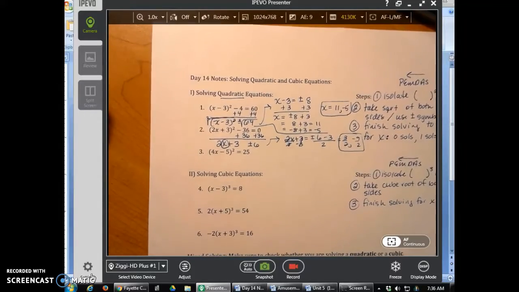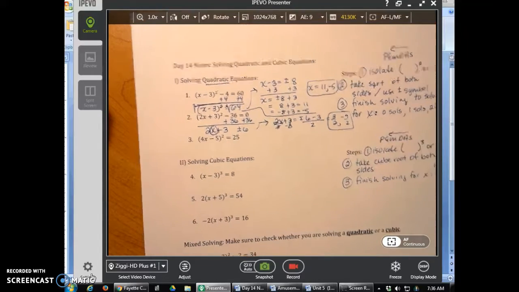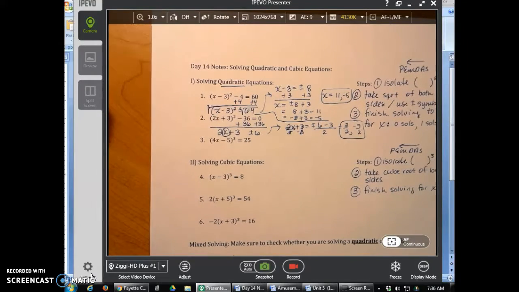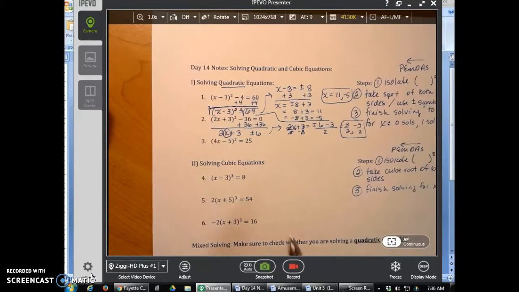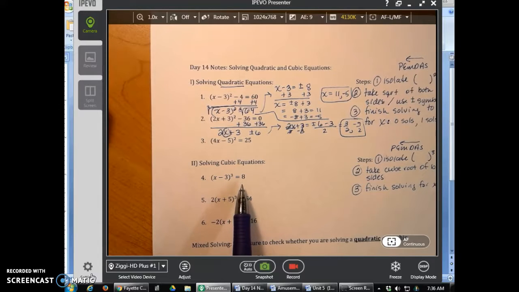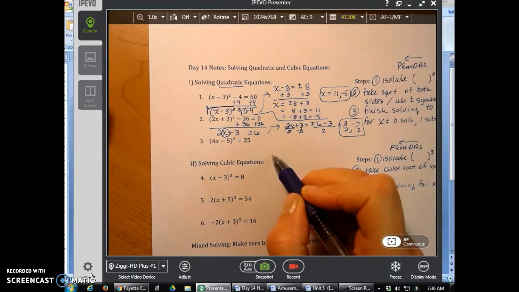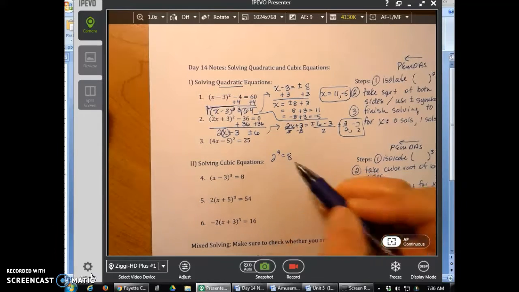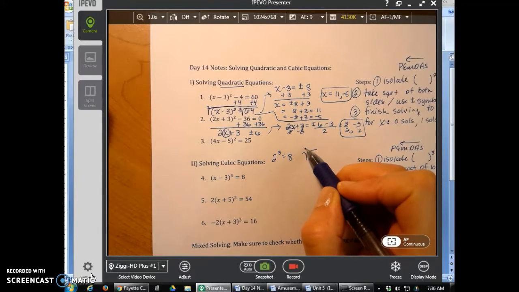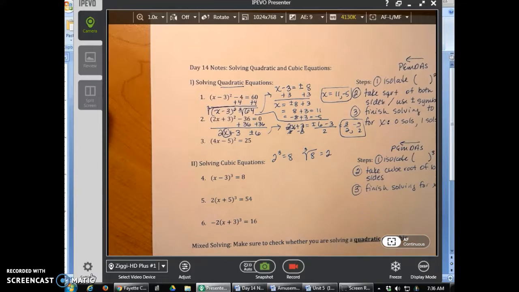Now, the cube root is a little bit different than the square root, because with the square root you're looking for a number times itself that gives you, say, 16, for example. You know 4 times 4 gives you 16. When you're looking for a cube root, you're looking for a number multiplied 3 times that gives you 8, for example. So 2 times 2 times 2 will give you 8. So since 2 cubed is equal to 8, the cube root of 8 is equal to 2.